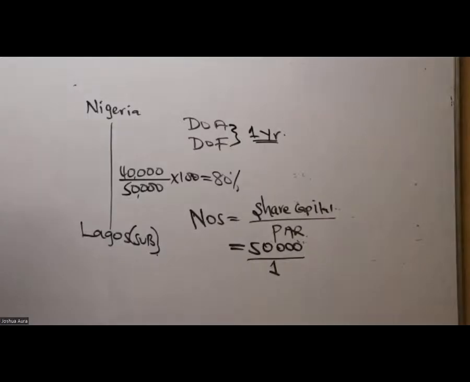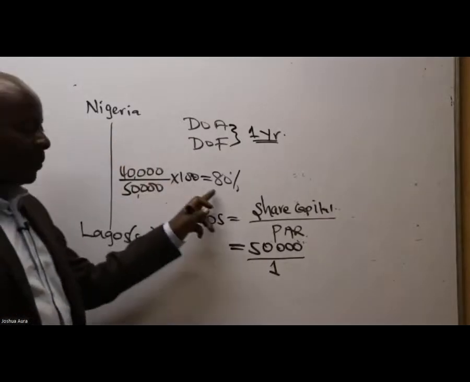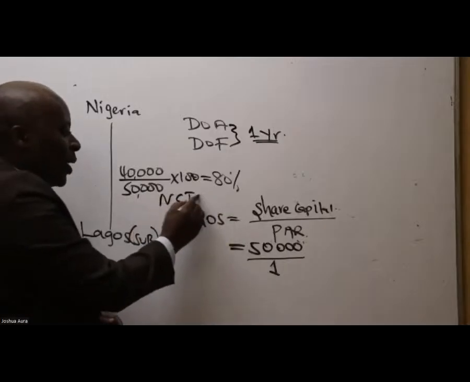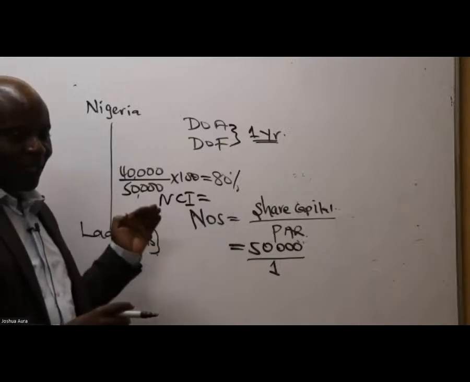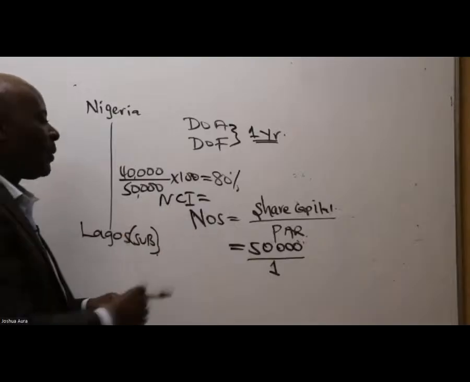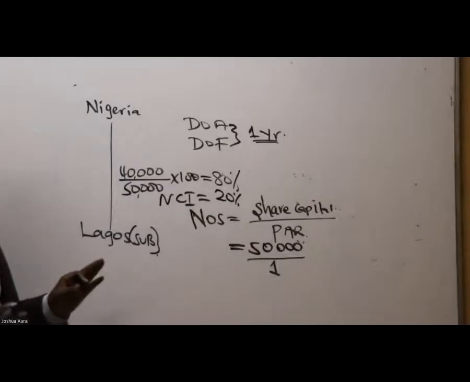Now, ladies and gentlemen, listen here. So the parent called Nigeria has got 80%. Who can give me the percentage of NCI? If the parent has got 80%, NCI will be taking the complementing percentage, 20%. Thank you so much. You leave it there.